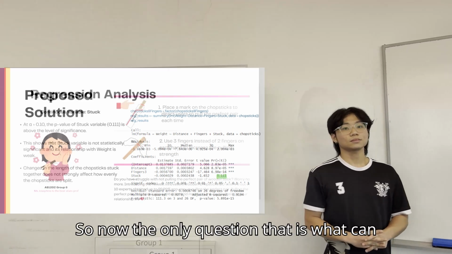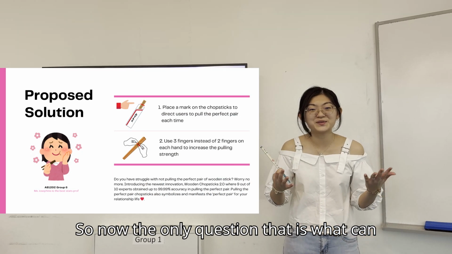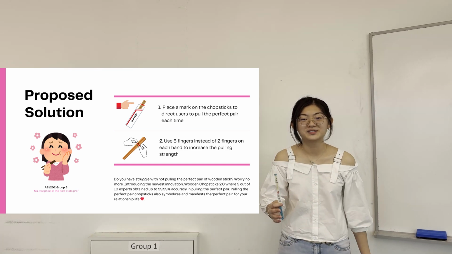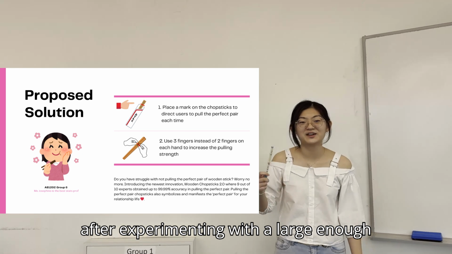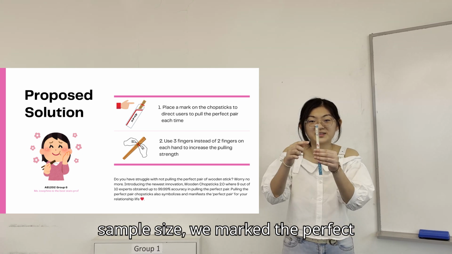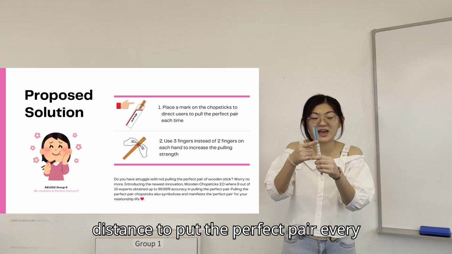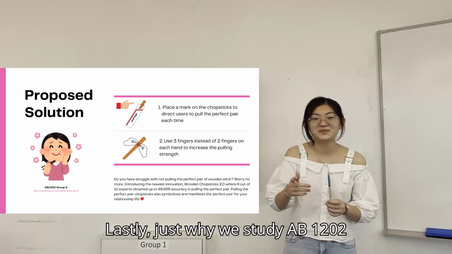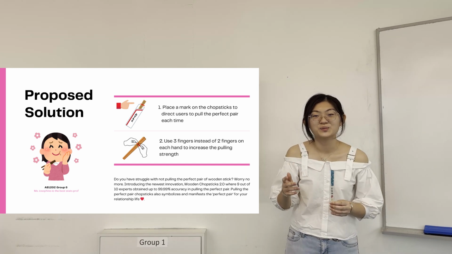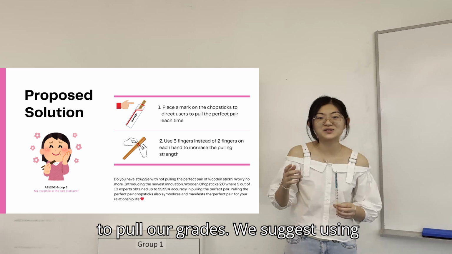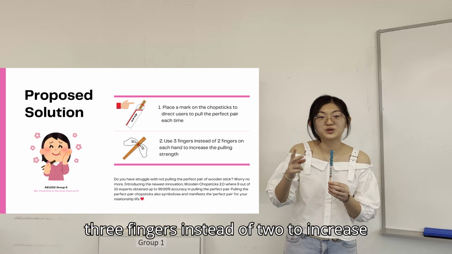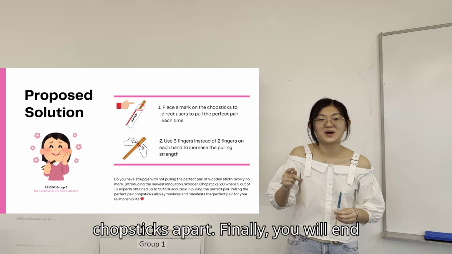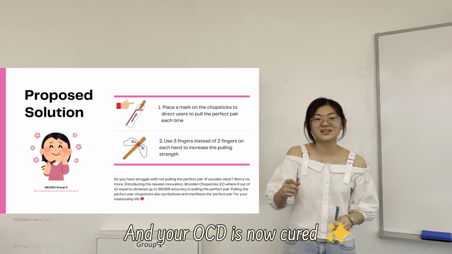So now the only question left is, what can we do to improve the accuracy of pulling the perfect pair? Well, first, after experimenting with a large enough sample size, we mark the perfect distance to pull the perfect pair every time without fail. Lastly, just like we studied AB1202 more to pull our grades, we suggest using 3 fingers instead of 2 to increase the pulling strength while splitting the chopsticks apart. Finally, you will end up with the perfect pair of chopsticks and your OCD is now cured.